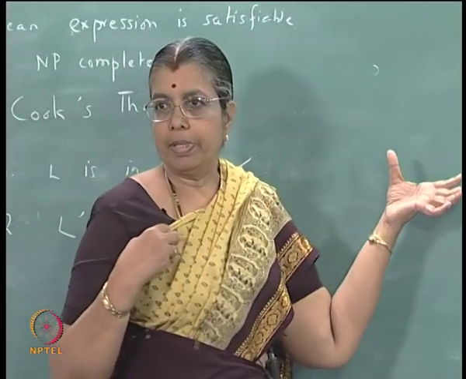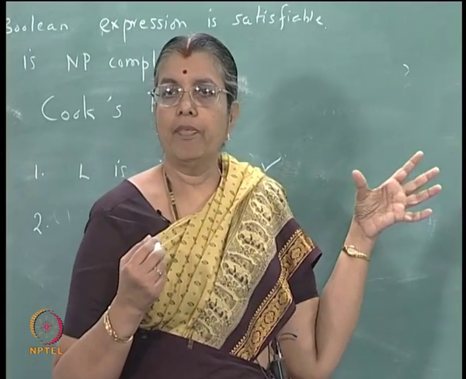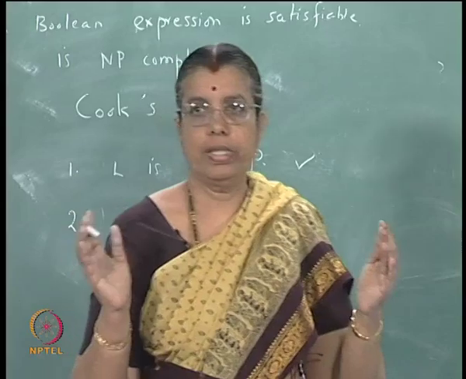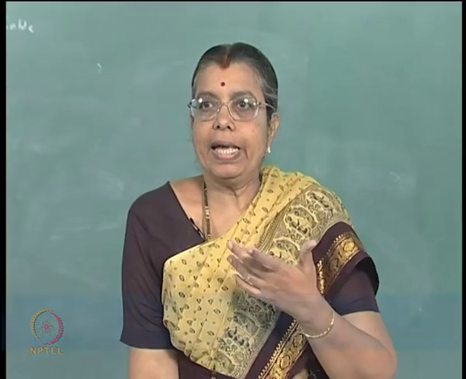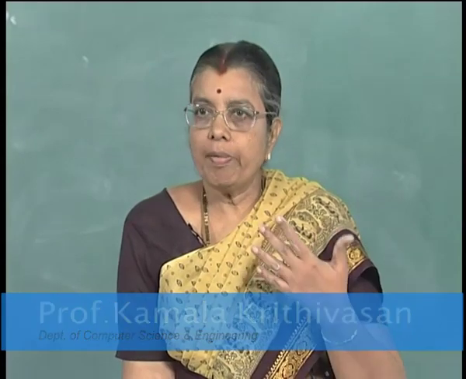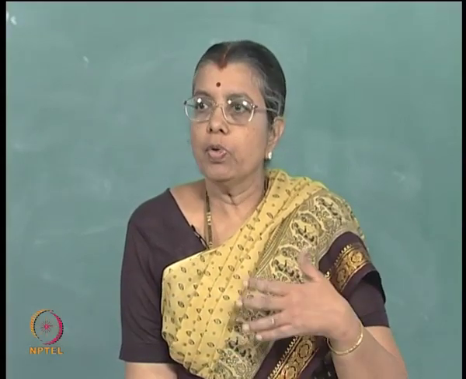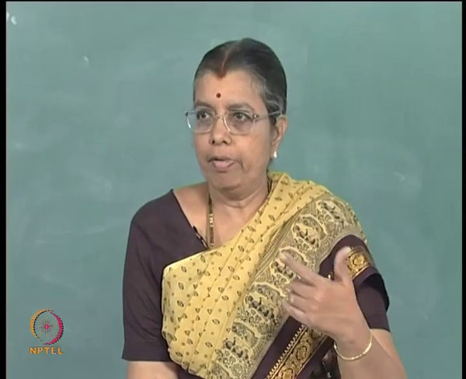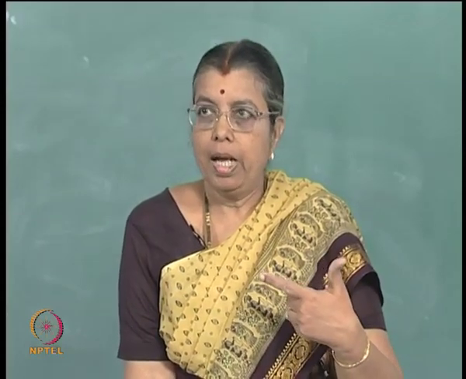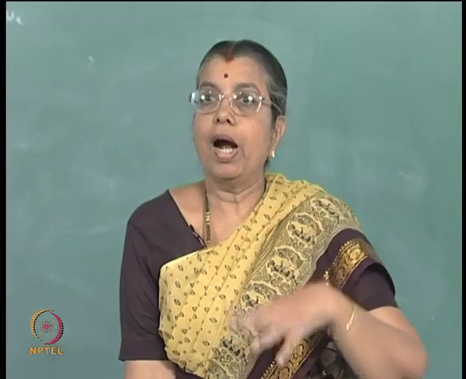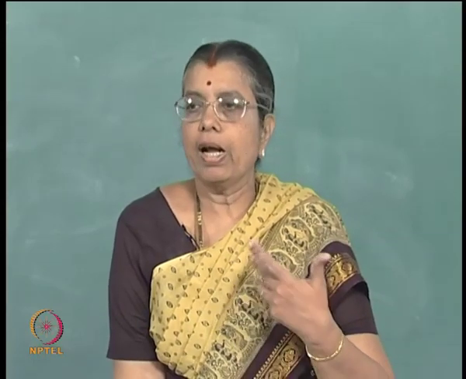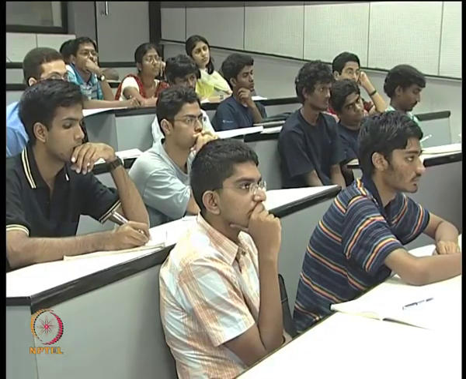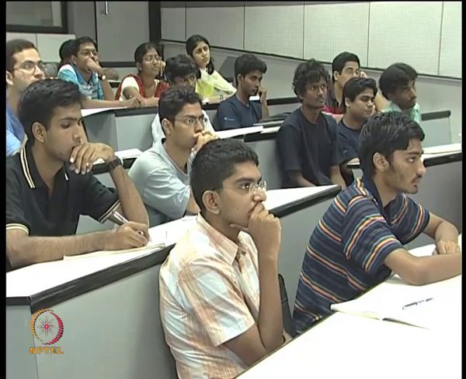You can have a non-deterministic Turing machine which will take as input the given Boolean expression, it will non-deterministically guess an assignment. If there are n variables, there are 2 power n possible assignments. If you use a deterministic Turing machine, one by one you have to try the 2 power n assignments. But if you use a non-deterministic Turing machine, non-deterministically you can guess a value for each of the variables. That is, you can non-deterministically guess an assignment. After guessing that assignment, you have to evaluate that expression.